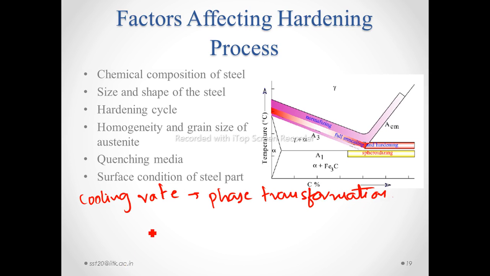In previous cases, we were just modifying the microstructures and not doing a complete phase transformation. Here we need to get the non-equilibrium phase transformation. Initially it was austenite to pearlite, austenite to proeutectoid alpha, everything with normal cooling. But here the cooling rate is very important, because we need to get the non-equilibrium phases. Right? So these are the two most important things to remember for hardening.